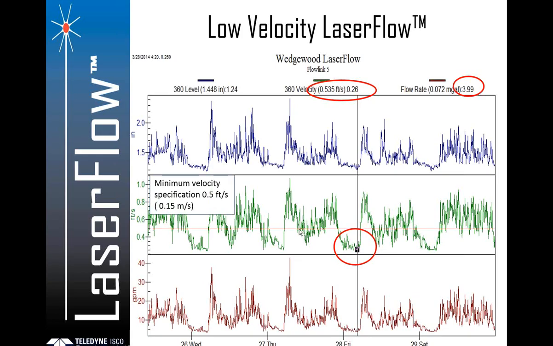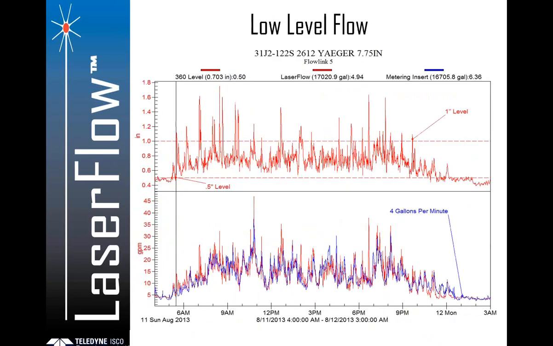So again, you can see the red line in this middle pane, which is put there by our FlowLink software at this cutoff point of 0.5 feet per second, and you're seeing that almost half of the data is measured below that, and the client's still seeing very accurate flow measurements at those numbers. And again, some more low-level flow measurement data with the laser flow. In this case, probably 90% of the data is within a half an inch and 1 inch of water level, and we're still accurately tracking to 4 gallons per minute.